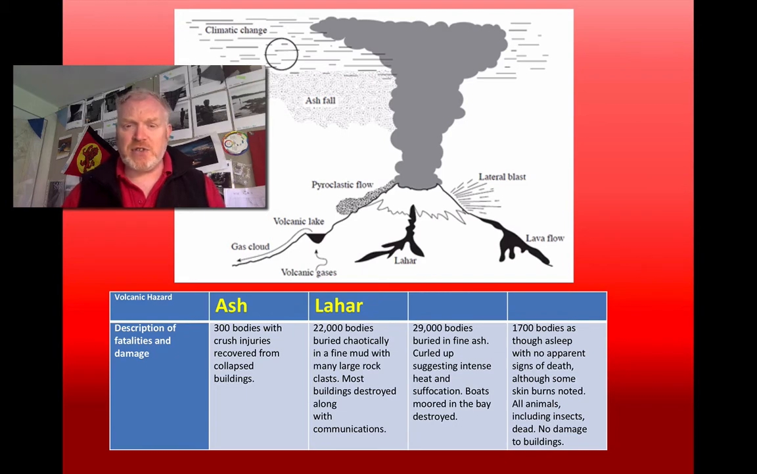An even bigger death toll, where you have intense heat and suffocation, and this hazard even going out over the water, that's going to be a pyroclastic flow. And if we have deaths caused with no apparent sign of death, maybe some skin burns, and also all animals, including even insects, being killed, that's going to be volcanic gas.